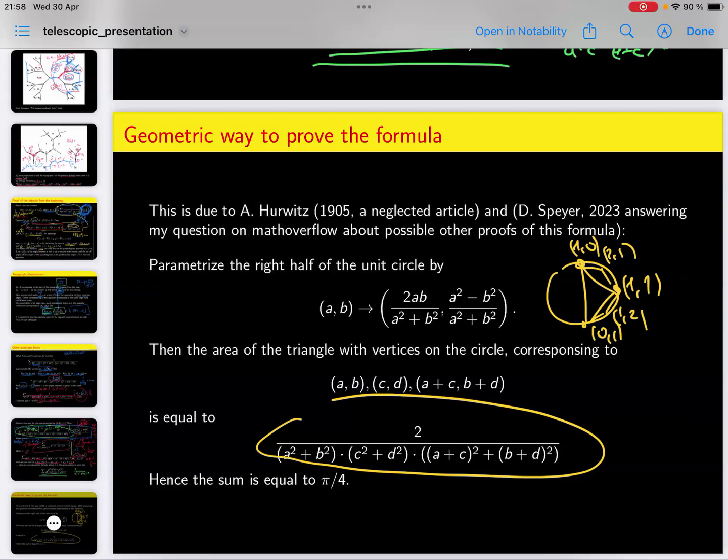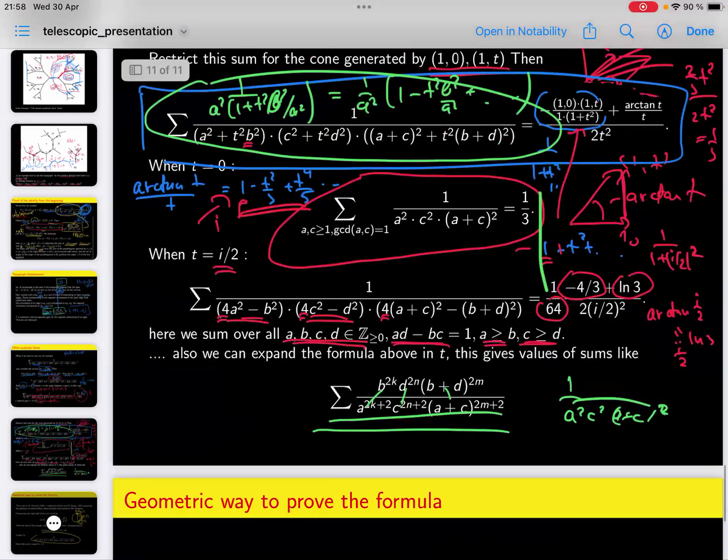And the other summations can also be interpreted in this way. So instead of a circle, you have an ellipse or a hyperbola. And then you just look at some triangles and compute the areas. So for example, for a parabola, you get this.